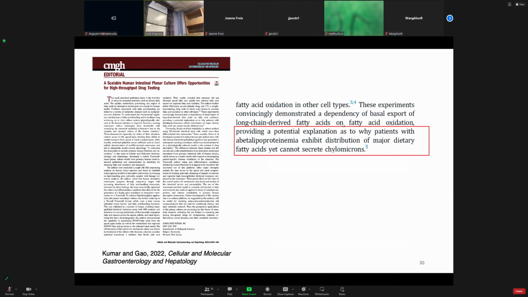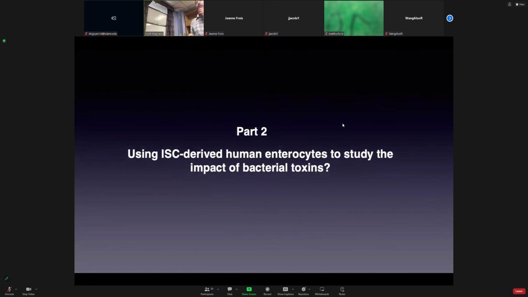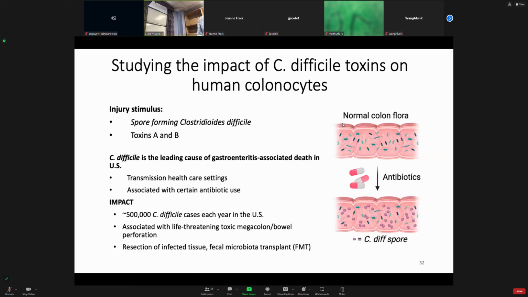Okay, the last bit I'm going to talk about is how we're using these human stem cell derived cultures to study the impact of bacterial toxins. And in particular, we're looking at toxins that are made from Clostridioides difficile bacteria. These bacteria are spore forming, and they make two main types of toxins, toxin A and B. C. diff is the leading cause of gastrointestinal associated death in the U.S.